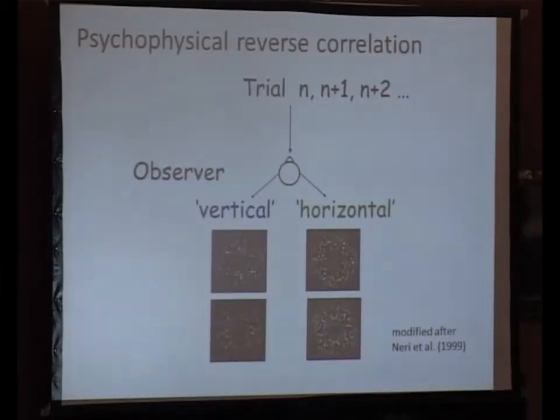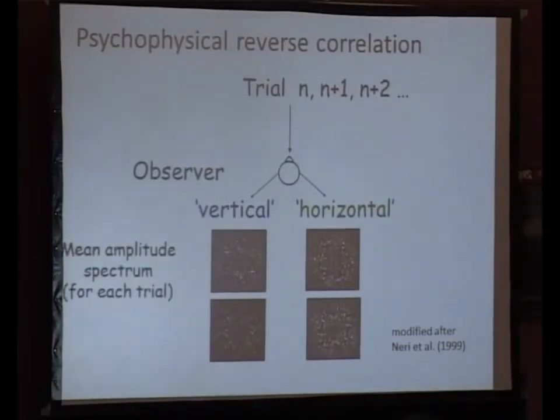So the first thing I need to do is to be able to quantify what task the animal is doing. In order to do that, we've ported a technique from human psychophysics called psychophysical reverse correlation. Here we simply take all of those stimuli where the animal reported vertical and all those stimuli where the animal reported horizontal and take the average Fourier power spectrum of each of these.